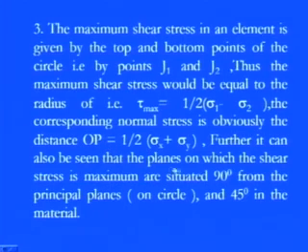Further, it can be seen that the planes on which the shear stress is maximum are always situated 90 degrees from the principal plane on the circle. That means you can say 45 degrees on the material. If you want to calculate the maximum value and where it is exerted, it is always 90 degrees from the principal plane, and you know that the principal planes have zero shear stress. So you can simply make those points to make the calculation easy.